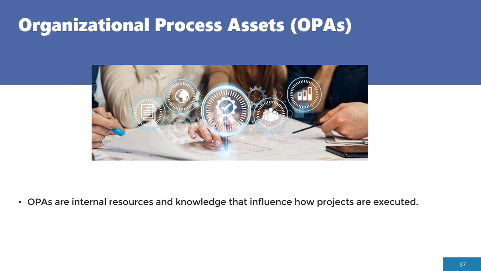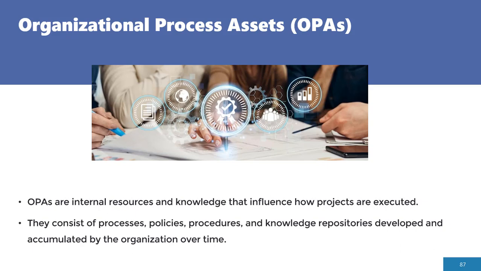Now, what are organizational process assets, or OPAs for short? These are internal resources and knowledge that influence how projects are executed. Okay, so you have a pool of knowledge and resources that will definitely influence how your project is being executed, and these consist of processes, policies, procedures, and knowledge repositories developed and accumulated by the organization over time.